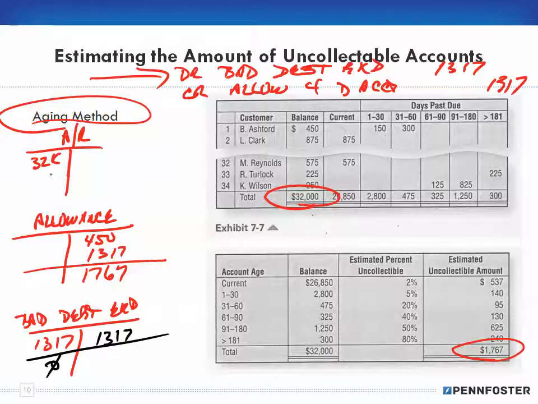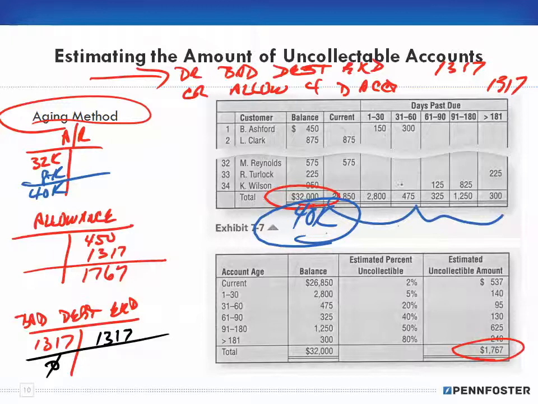Maybe your accounts receivable increased, let's say, $8,000. So now your accounts receivable is 40,000. Well, your subsidiary ledger should still have 40,000 in it, and you'll create a new aging report, and whatever these new balances are, you'll use that as part of your calculation. And you'll use the same percentages, or you'll look back and see if the percentages changed to make sure that you're using the accurate ones.